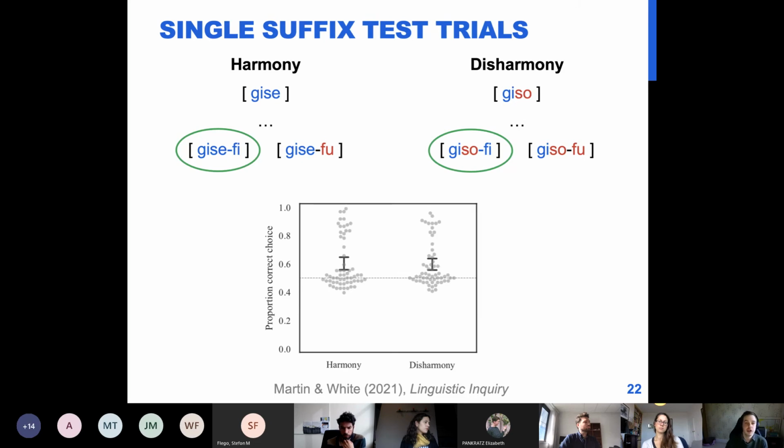Okay, so here's what we found for those kinds of test trials. We have the two languages again on the x-axis, and we have proportion correct on the y-axis. And what you see here is that, like the Pika et al. study, we found no difference on these single suffix test trials. So people were above chance, so they did learn something overall, but they learned equally well whether it was harmony or disharmony. So this was basically a complete replication of what Pika et al. found in their study.